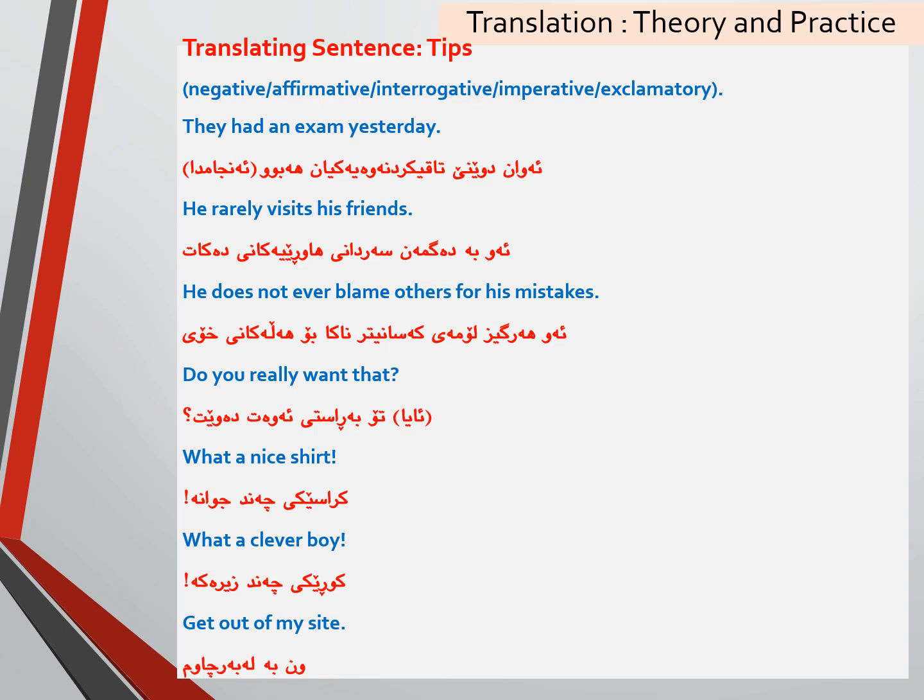Get out of my sight. This is an imperative sentence, an order, a command. Winba labartao or labartao mwinba. Both versions are correct. So you see, it is very important to know what type of sentence we are dealing with as translators. Is it negative, affirmative, interrogative, exclamatory, or imperative? Because this will guide us to the right way of translating the sentences and conveying the intended message of the speaker.